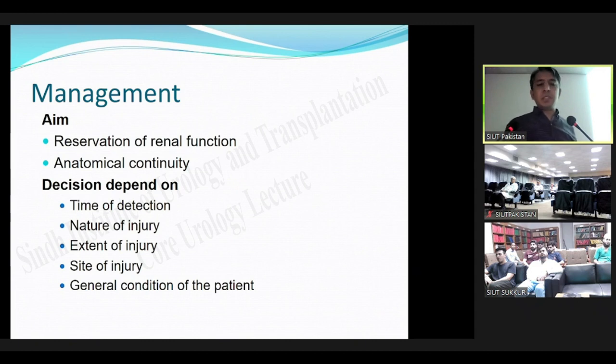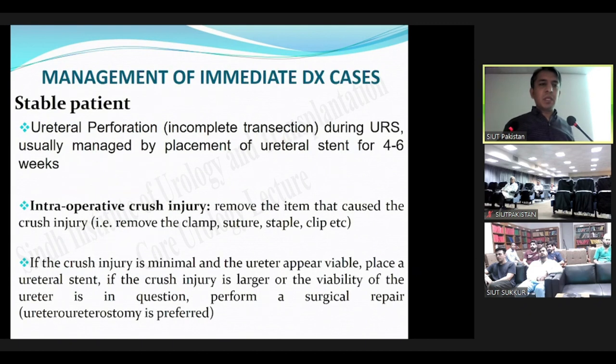Is it a stable patient or unstable patient? So our management will consist mainly of two parts. It is whether the ureteric injury is diagnosed immediately or delayed. And for immediate diagnosis, two things are important: is the patient stable or unstable? The management for a stable patient is different from that for an unstable patient.